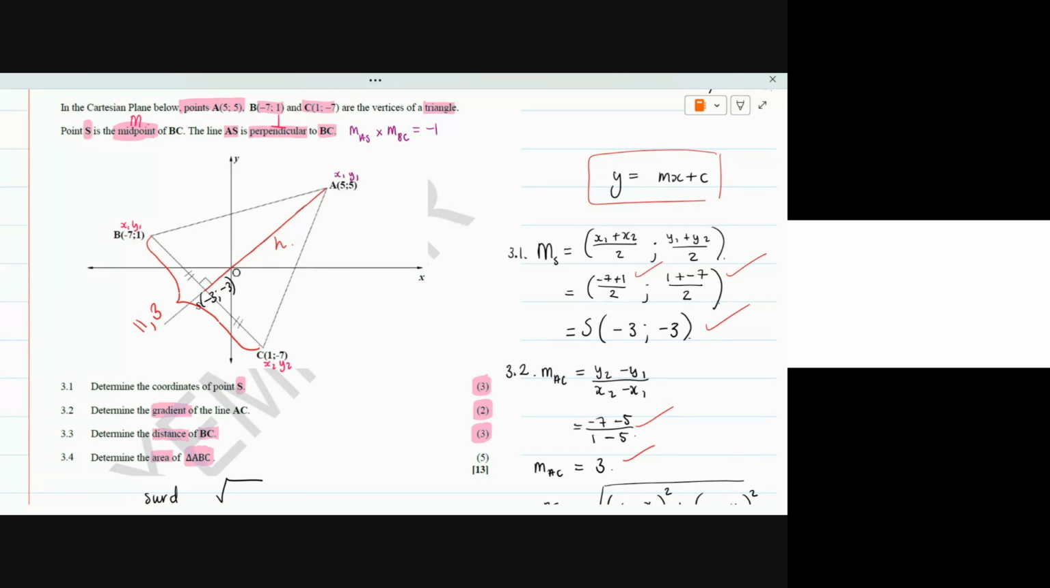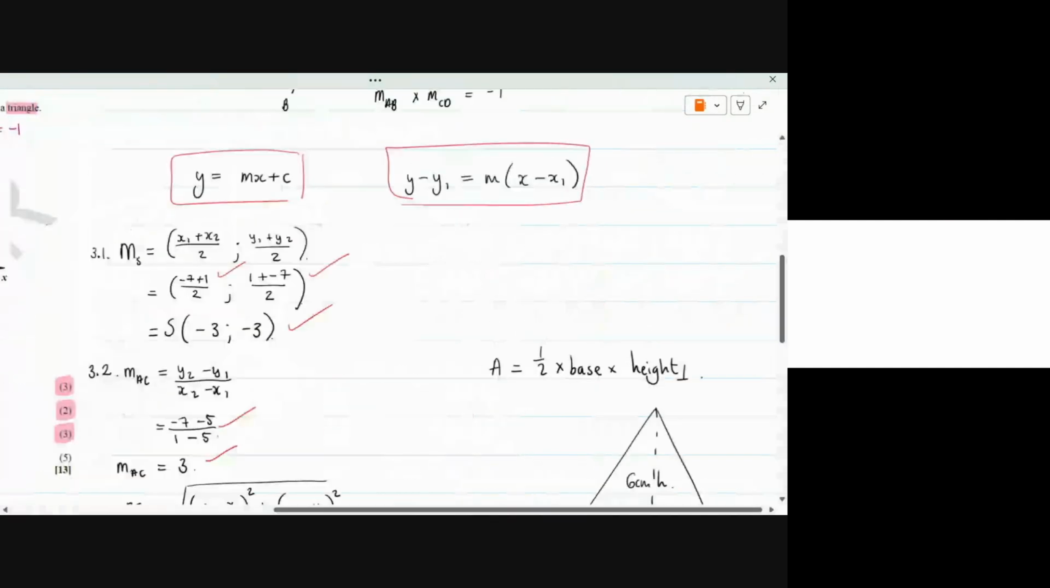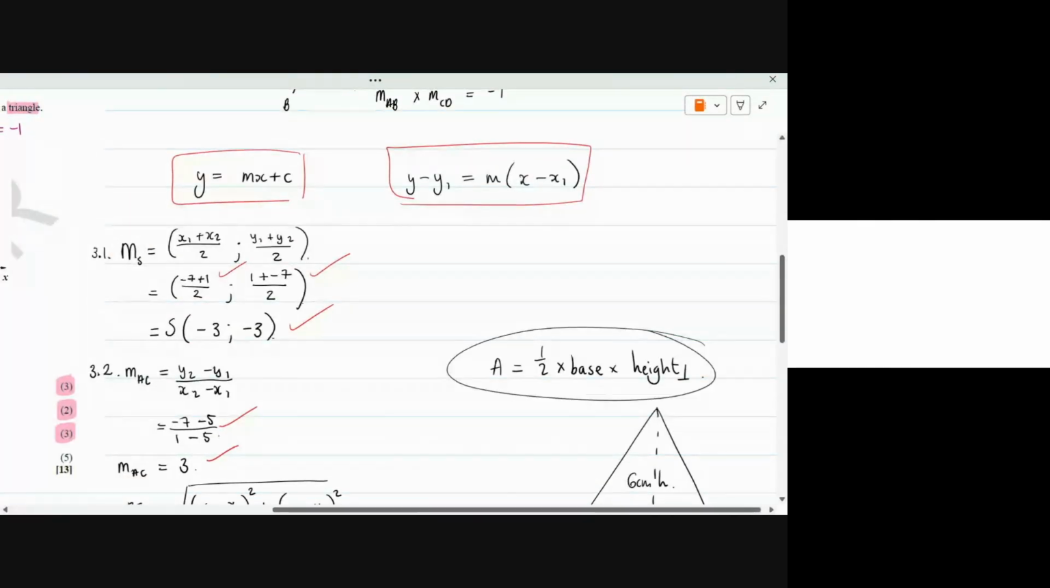Does everybody understand what to do now? We've got the distance of BC, which is the base of our triangle. We need to find the perpendicular height. We can use the distance formula to find the perpendicular height, and then we just use the area formula to find the area of the triangle. Yes, thumbs up. Are we all good? Can I give everybody like 3 minutes-ish to get through it?